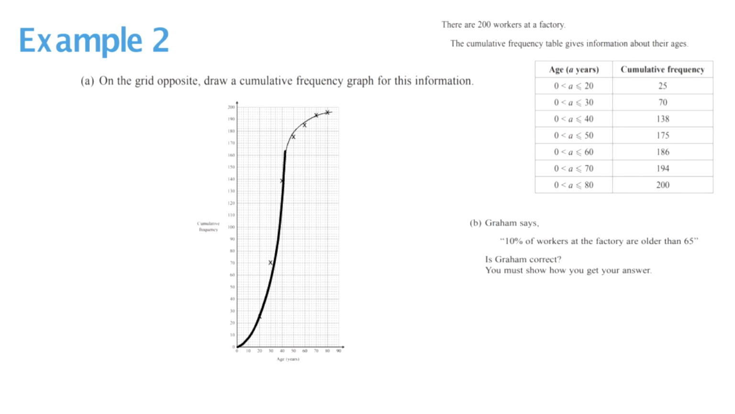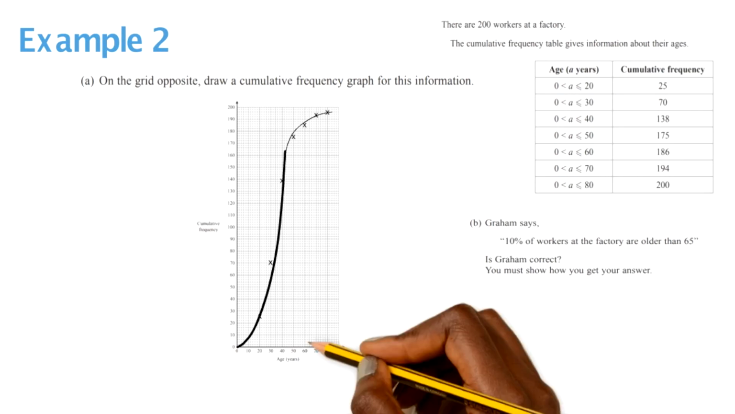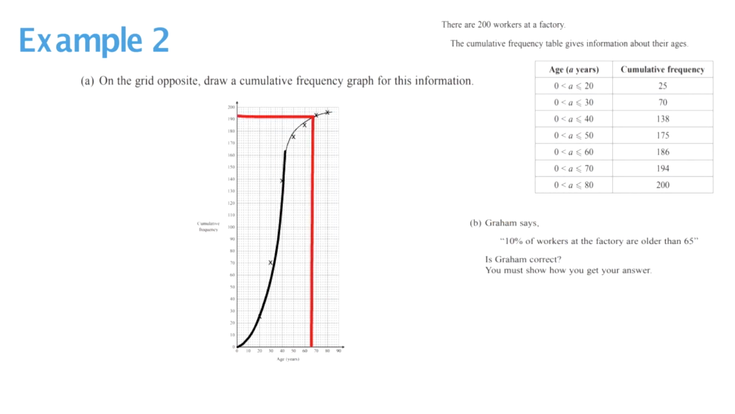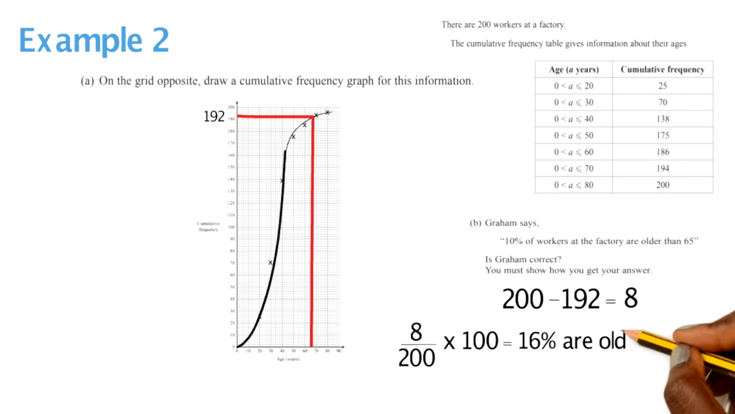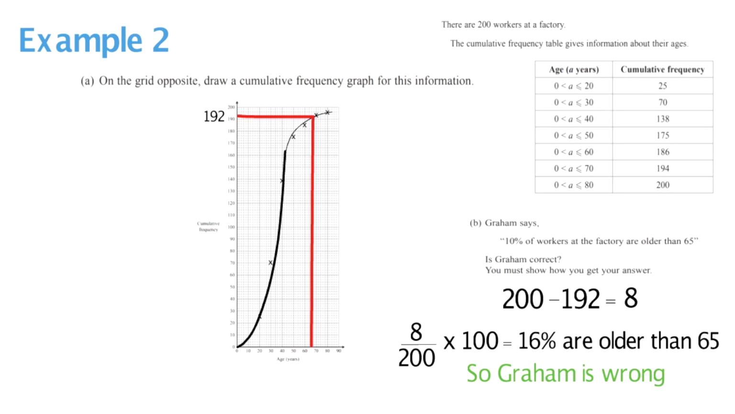Then in this scenario, it's saying Graham says that 10% of the workers at the factory are older than 65. So I've drawn a line up across from 65, and that's given us a cumulative frequency of 192. So those older than 65, it would be the total cumulative frequency, which is 200, minus 192, which would be 8. So really and truly, 8 of the workers out of the 200 are older than 65. To work that out as a percentage, I'm going to do 8 divided by the total cumulative frequency of 200 times by 100, which would give me a value of 4% that are older than 65. So therefore, Graham is wrong.